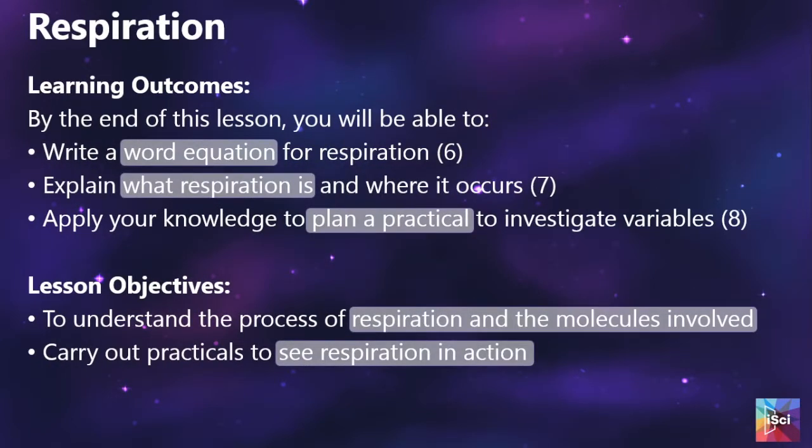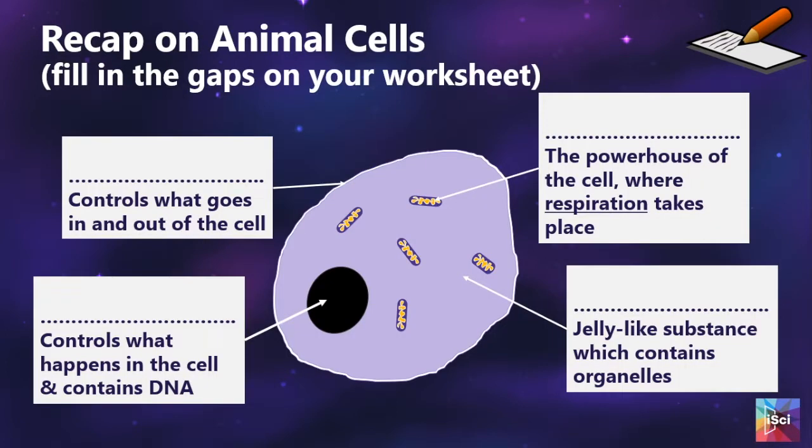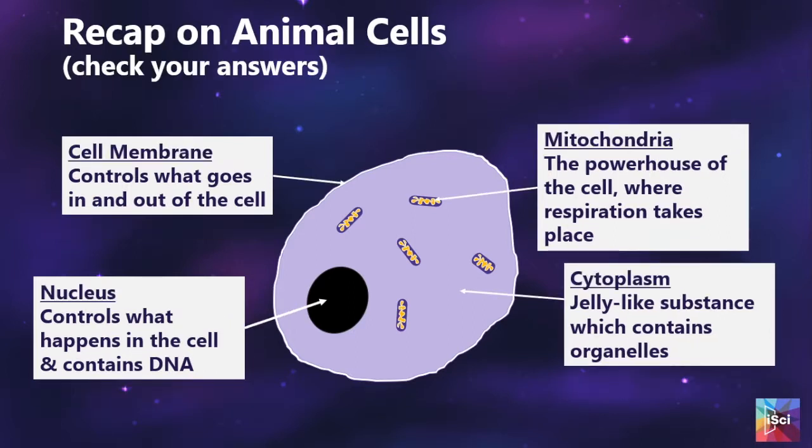Then we've got the learning outcomes and the learning objectives. You may need to change these depending on what the rules are in your school. It's entirely up to you, or depending on the ability of your class. So we go through a quick recap on animal cells. This is to check whether or not they've come across mitochondria before. They mostly should have done, but just in case they haven't, this is where it gets introduced.